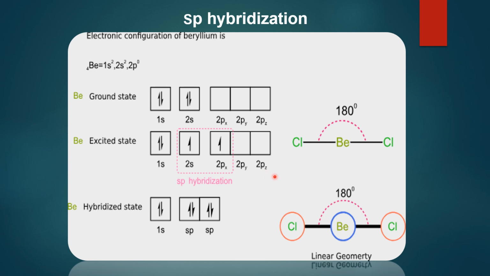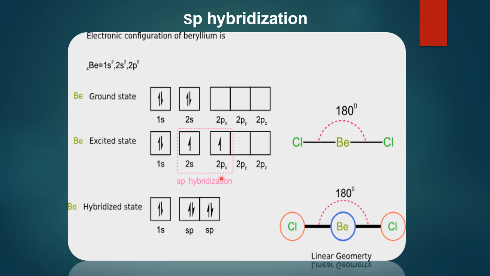Beryllium can provide two sp hybrid orbitals. They overlap with the unhybridized p orbitals of the two chlorine atoms to form two sigma bonds. You know that the chlorine atomic number is 17. Its electronic configuration is 1s2, 2s2, 2p6, 3s2, 3p5. It has one unpaired electron at the pz atomic orbital.